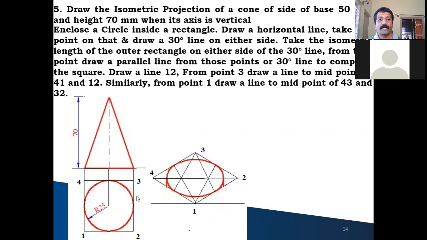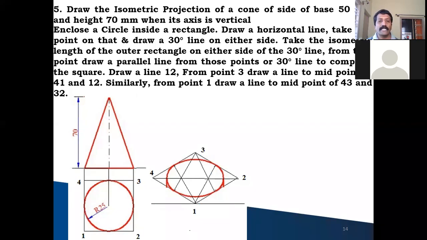Similarly, from point 3, you draw a line to the midpoint of 1 to 4. And similarly, from point 3, you draw a line to the midpoint of 1 to 2. Like this, you are drawing 4 construction lines. So it's a 4 center method. How many centers will you get? 1 is one center, 3 is one center, and this intersection and this intersection are two more centers. Total 4 centers you will be getting.